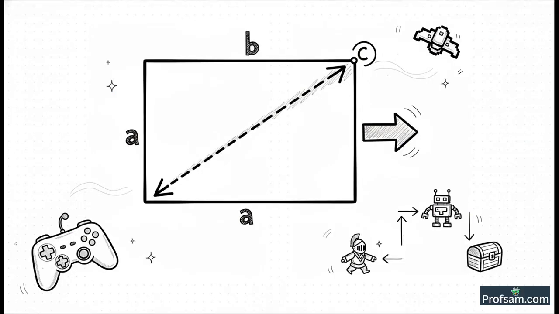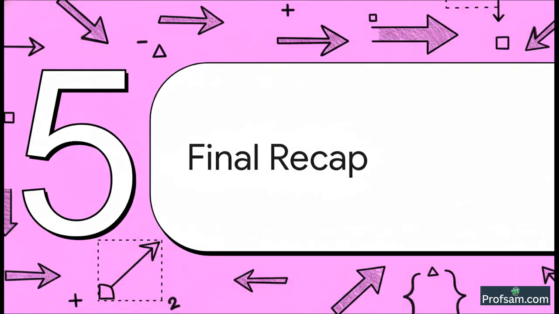Look at the parallelogram. If you follow vector A and then vector B, you end up at point C. Okay, but what if you follow B first and then A? You still end up at the exact same point C. In our game, moving forward then right gets you to the same spot as moving right then forward. Makes total sense, right?